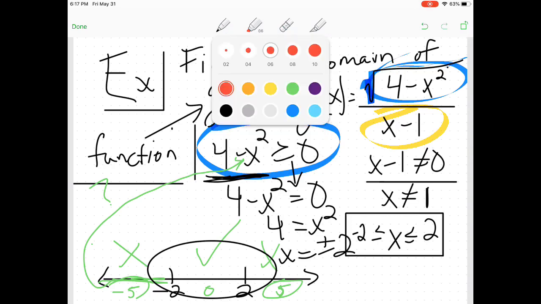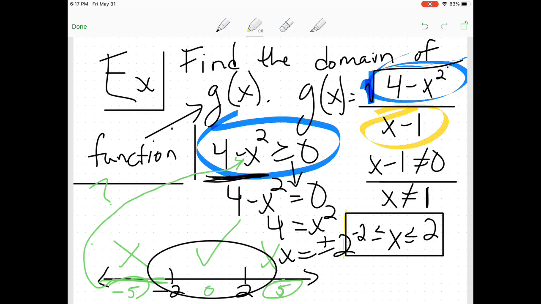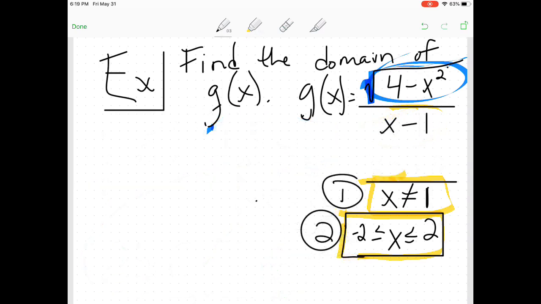Okay, so I have this piece of information. Here, let me do that in a highlighter. Okay, I have this piece of information. And I also have this piece of information. x is greater than or equal to negative 2, but less than or equal to 2, and x is not equal to 1. So in the next portion, let's figure out how can I put this in interval notation? All right, so now just taking a look at this, I have x is not equal to 1, and then x is greater than or equal to negative 2, but less than 2.